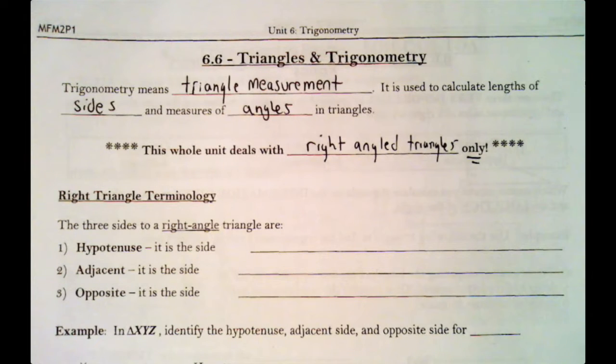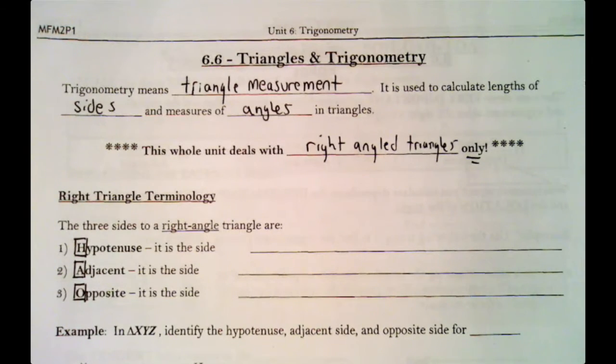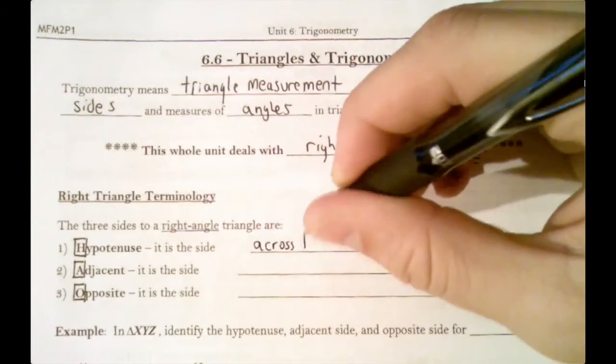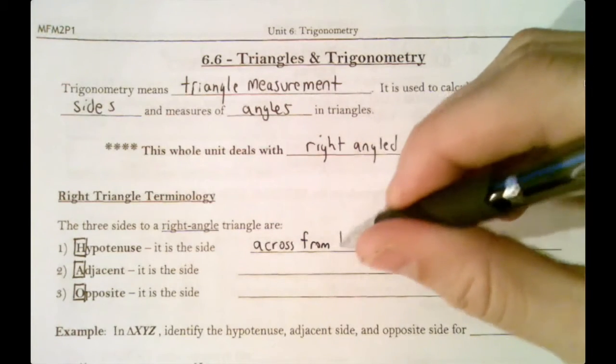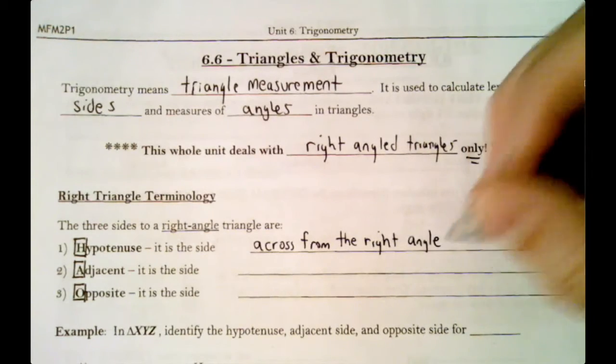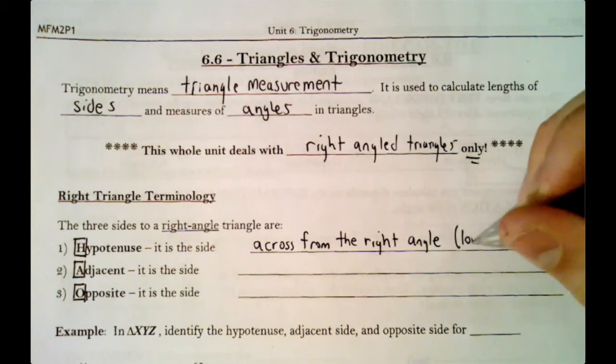So when you're dealing with a right angle triangle, there are three words that we need to become familiarized with, and they correspond to the three sides of a triangle. There's the hypotenuse side, and a box the letter H for hypotenuse, the adjacent side, A, and the opposite side, O. H-A-O. The hypotenuse side is always across from the right angle. It's the longest side.